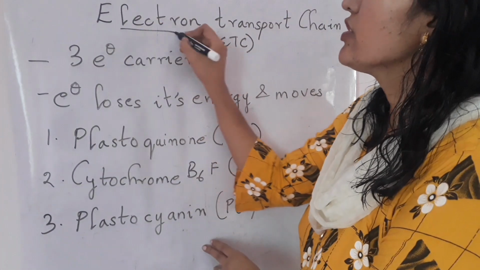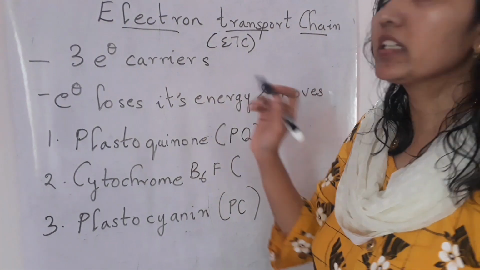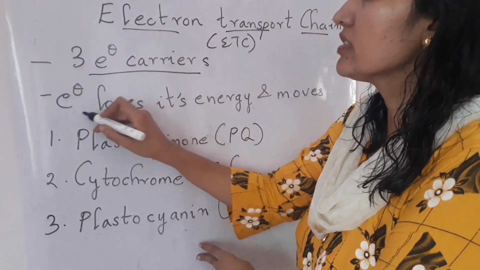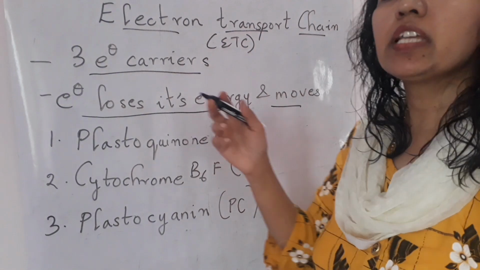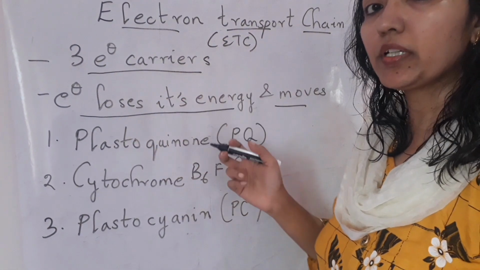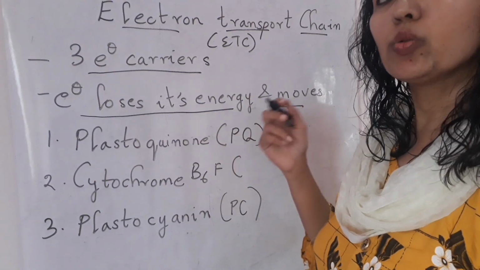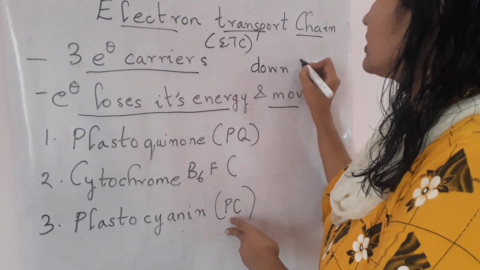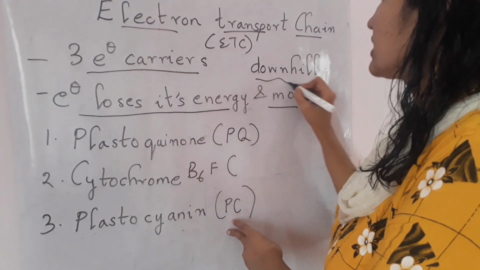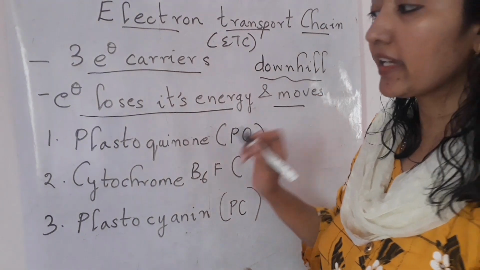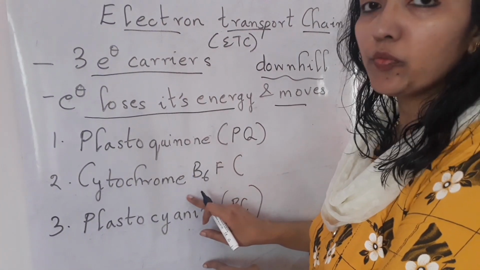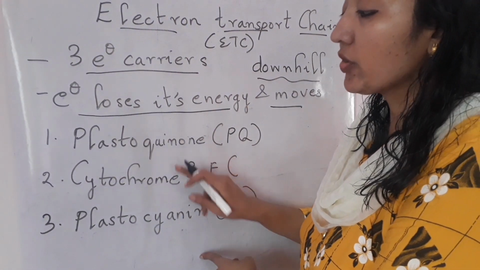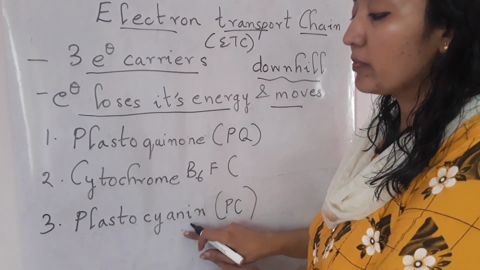Now let us see the electron transport chain. It consists of 3 electron carriers through which the electron passes. Whenever the electron passes from one electron carrier to another, it loses its energy and moves. So the electron moves downhill. And the 3 electron carriers are plastoquinone, cytochrome B6F and plastocyanin.